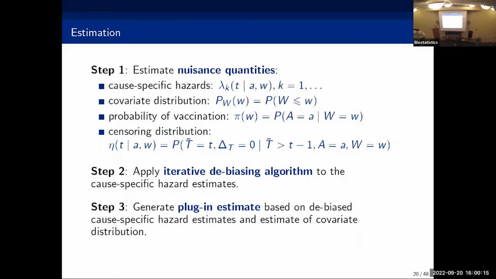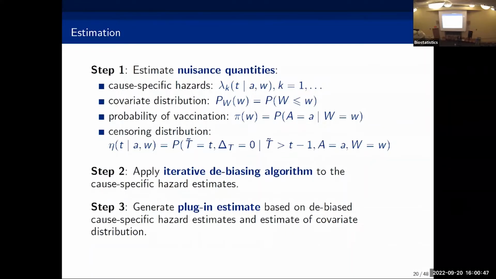TMLE unfolds in a few steps. So first, we estimate certain key nuisance quantities. And we've already seen these on the previous slide. A couple of these, the cause-specific hazards, we're going to need an estimate of that. So fit your favorite model of cause-specific hazards. We're going to need an estimate of the covariate distribution. And that's what we need to evaluate the estimand that we're interested in, right? We use the hazards to come up with a covariate conditional cumulative incidence, and then we average that over the distribution of covariates.